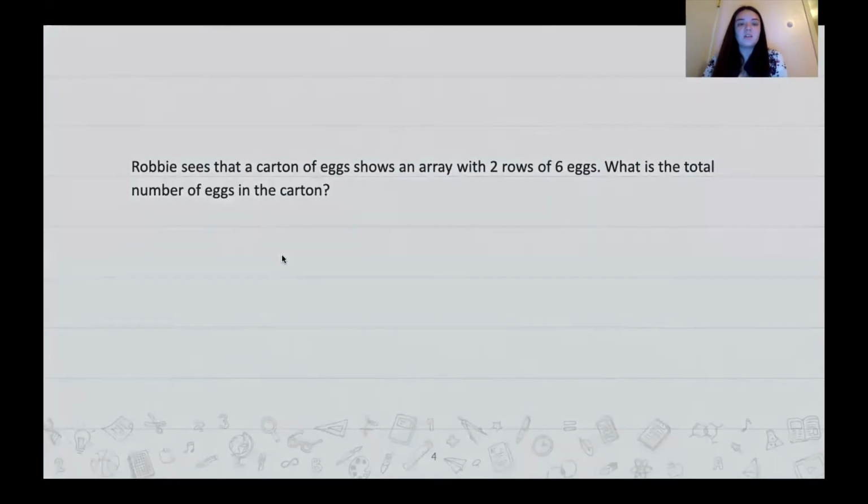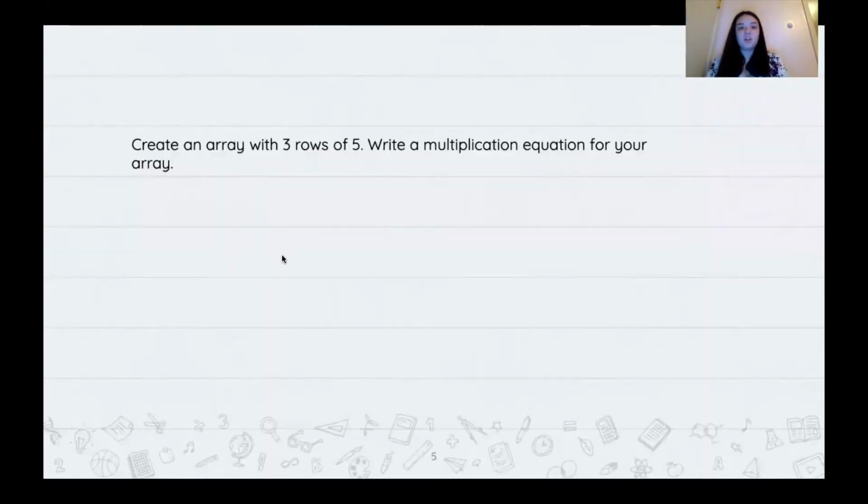I'm going to have you guys try this one on your own. It says create an array with 3 rows of 5 and write a multiplication equation for your array. Just like the same thing we did, except it's giving you just an array to make. Go ahead and pause the video, try it out, and when you press play, I'm going to go over it. So again, I'm going to use my stamp, and it wants 3 rows of 5, so I'm going to draw that out.